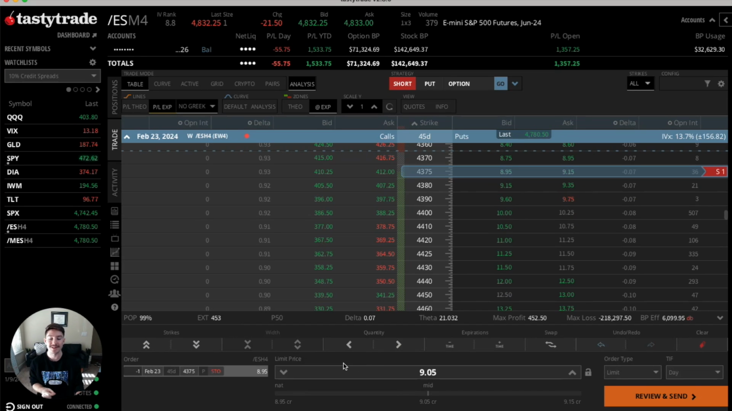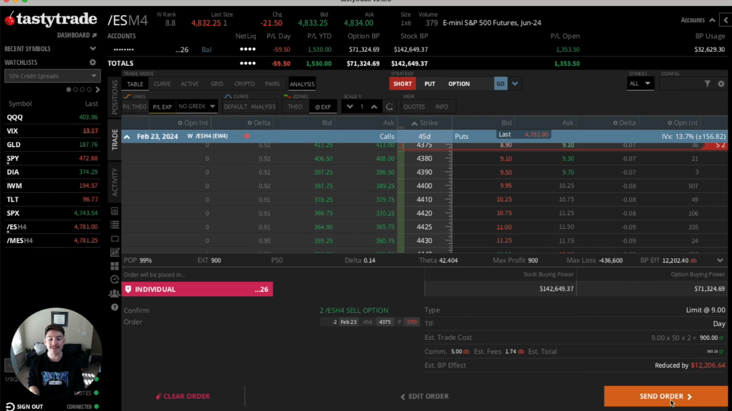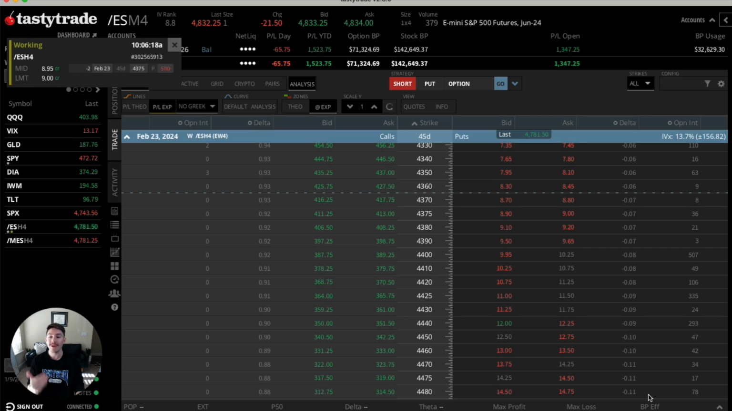I'm going to select 2 as my quantity. Then you can see here, it's going to bring in a profit of $900. By selling these puts, they're going to give me $900 off the bat. So I'm just going to put it in at the mid price and see if I get filled. If I don't, then we can adjust it from there.